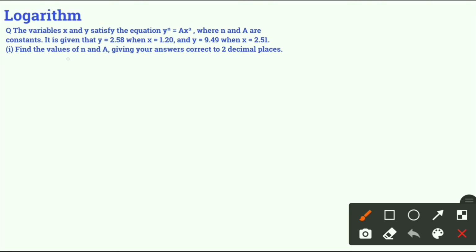Okay, so we have the last question. The variables x and y satisfy the equation this, where n and a are constants. It is given that y is equal to this when x is equal to this, and y is equal to this when x is equal to this. Find the values of n and a, giving your answer correct to 2 decimal places. So y of power n is equals to a x of power 3. Okay, now we're going to use the logarithm.